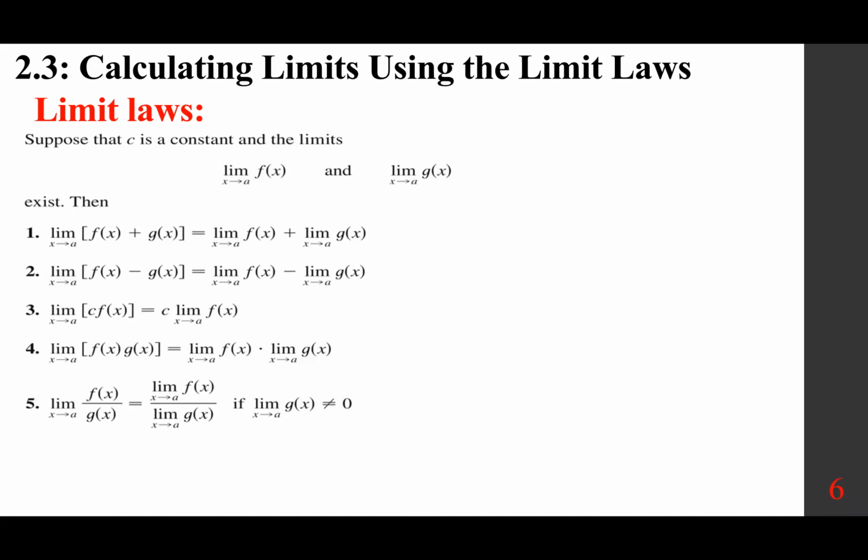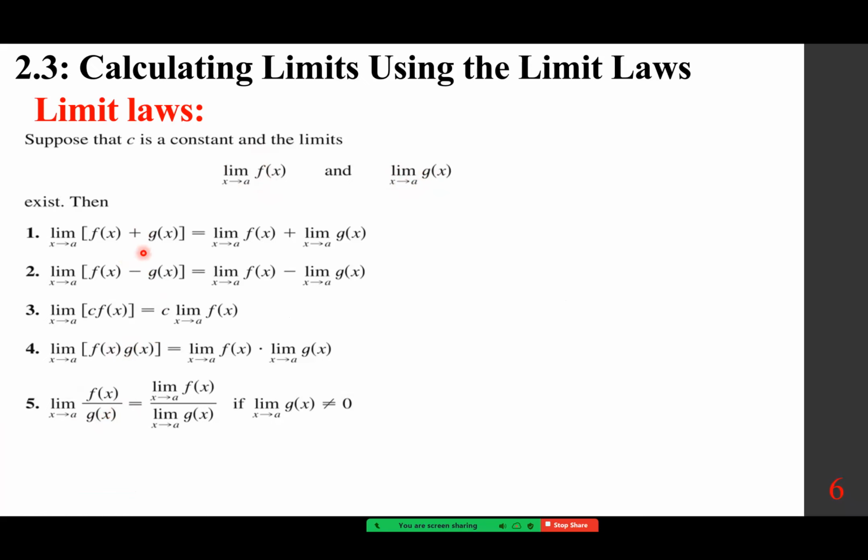Limit laws or limit properties. If the limit of f of x as x approaches a and the limit of g of x as x approaches the same number, if they both exist, and c represents a number, a constant, then these are the limit laws: plus, minus, product, and quotient. Those are four operations. Everybody's familiar with that, the main operations.